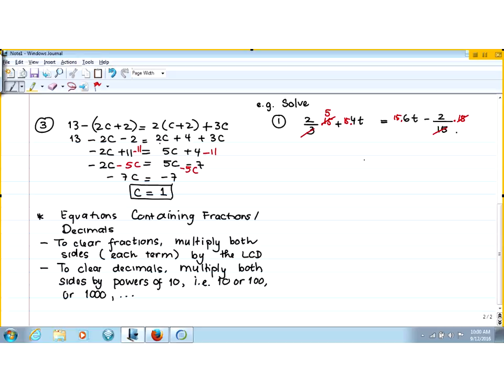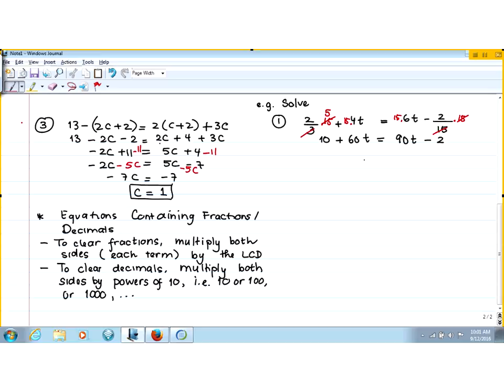So now I shouldn't have fractions anymore because I cleared the fraction. So we have 10 plus 60t is equal to 90t minus 2. So 2 times 5 is 10, 15 times 4 is 60, 15 times 6 is 90. All right, then do I still have fractions? No, I don't. So I could actually proceed to do what I'm supposed to do.